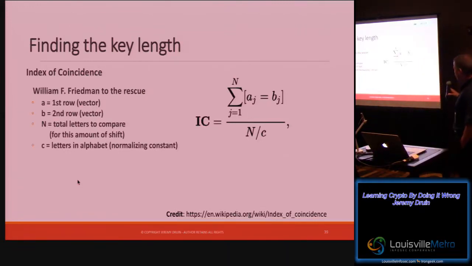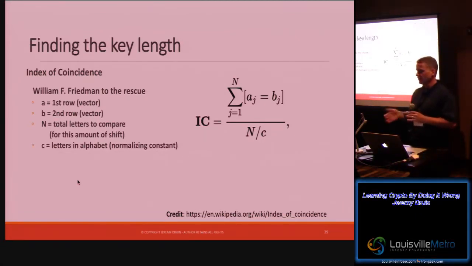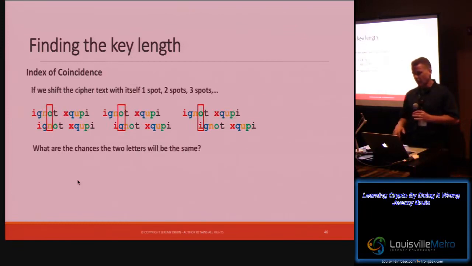Okay, so he came up with this formula here, and it looks real fancy, but it just counts doubles. A and B are variables, and they're just representing the first letter and the second letter, the first letter and the third letter, the first letter and the fourth letter, the first letter and the fifth letter. We're just comparing and counting.